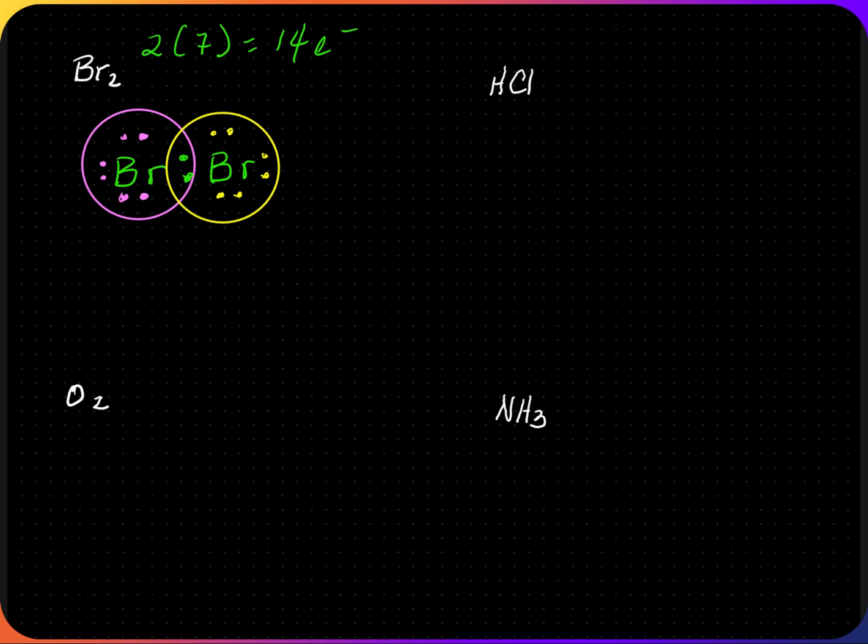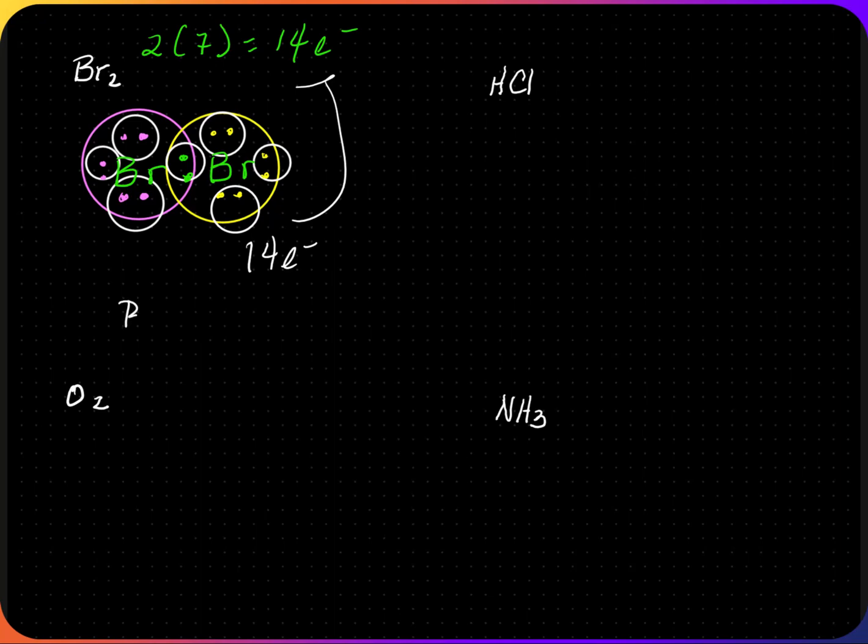Now you're going to recount the number of electrons. There's 2, 4, 6, 8, 10, 12, 14. And how many electrons do I need? 14. So this is the correct structure. So the correct structure of bromine looks like this. We could redraw the structure the following way. These structures are exactly the same.